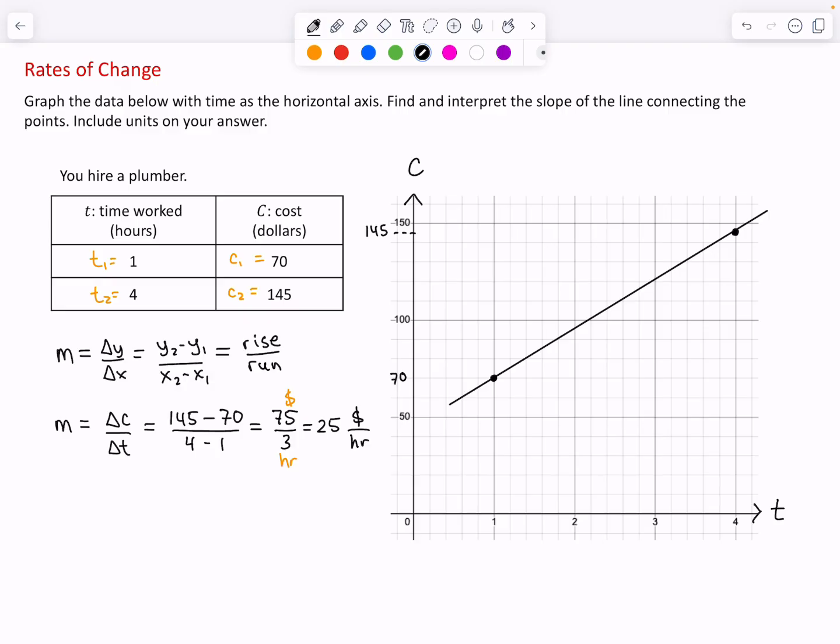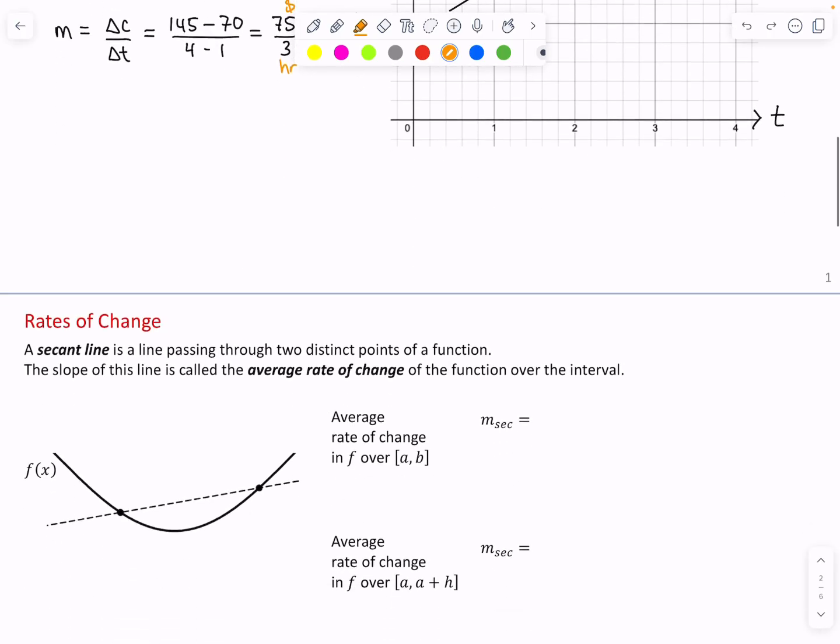Now, how do we interpret this number? Now, this is a constant rate of change. It's how much the dependent variable changes per 1 unit change in the independent variable. So in other words, the cost goes up $25 for every hour worked in a proportional manner. So if you work 2 hours, the cost would go up $50, etc. This is, of course, assuming a constant rate of change. Okay, let's go to the next page.